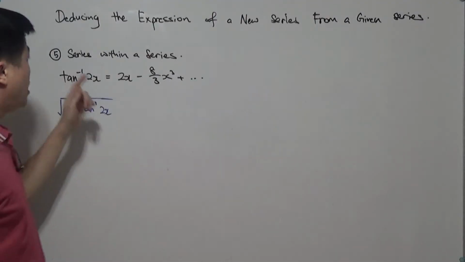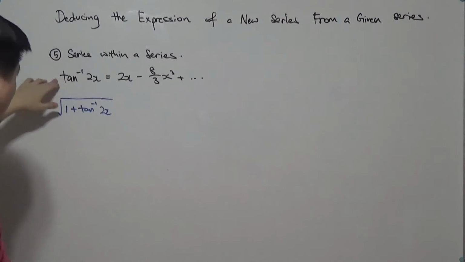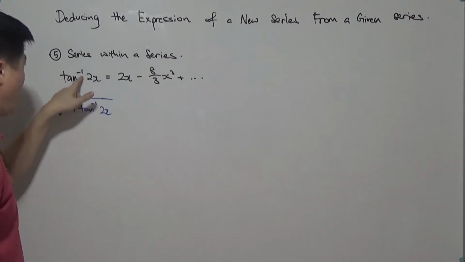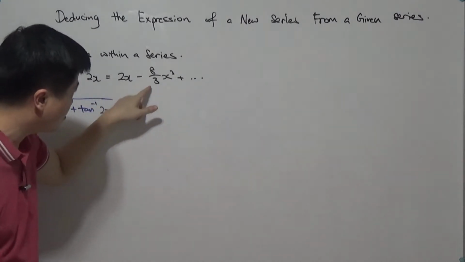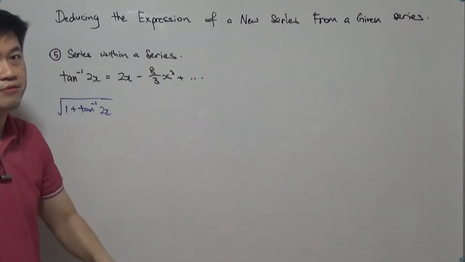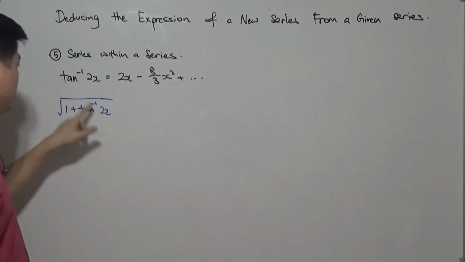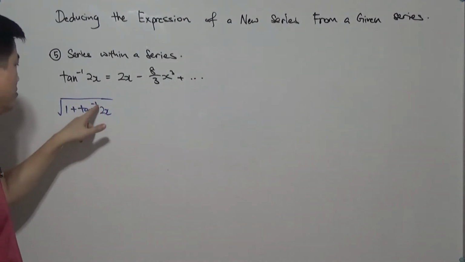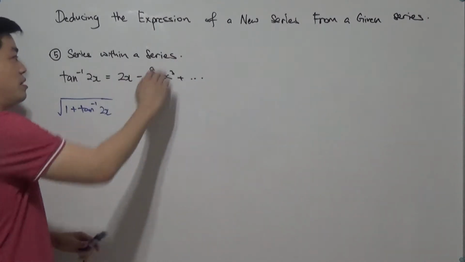Right, so we are on to our last part, which is, we are going to look at this one. You see that tan inverse 2x is 2x minus 8 over 3 x cubed. So you figure this out in the front part of the question, and then they ask, hence deduce this, which is square root of 1 plus tan inverse 2x. So sometimes it's just outright a series within a series.